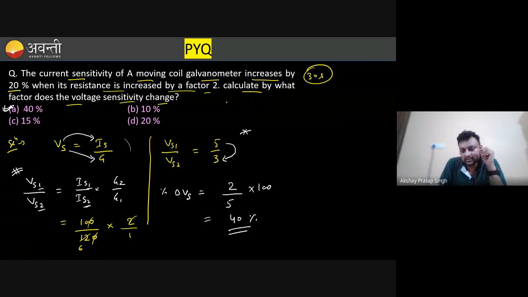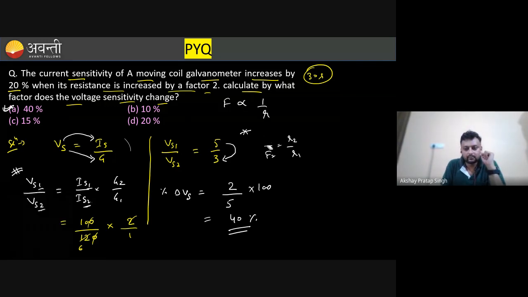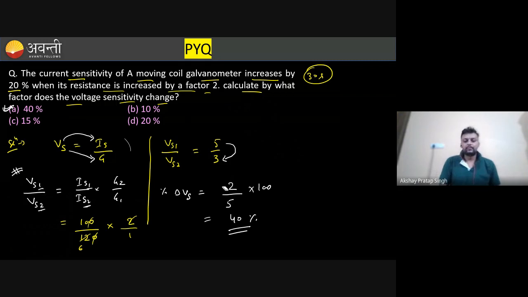Like some quantity, say force is inversely proportional to R. Suppose that. Then you will write F1 over F2 equals R2 over R1, because it is inversely proportional. That's why I have written it. I hope the doubt is clear. If some quantity is inversely proportional, you should make it inverse like that.